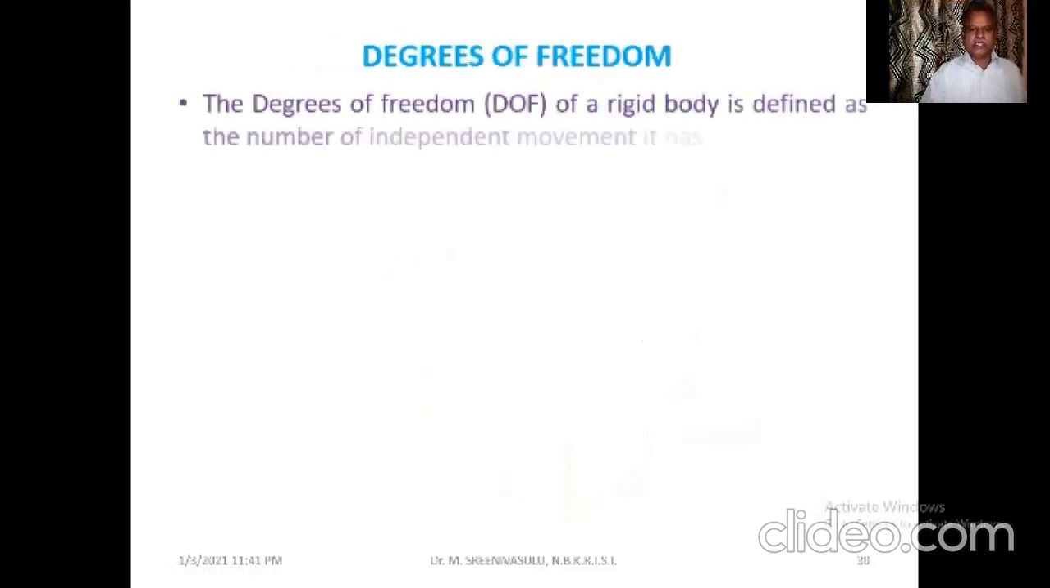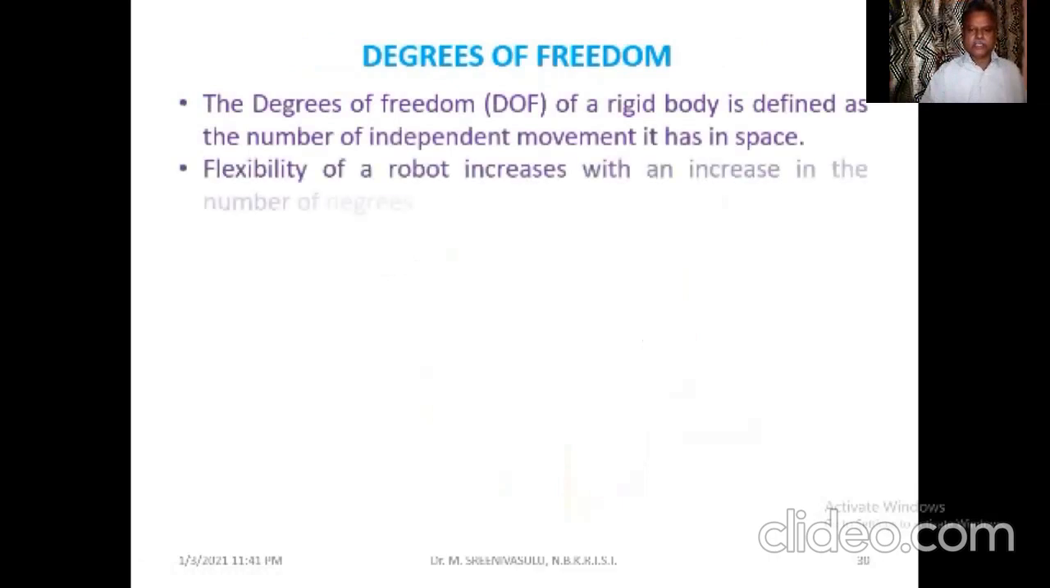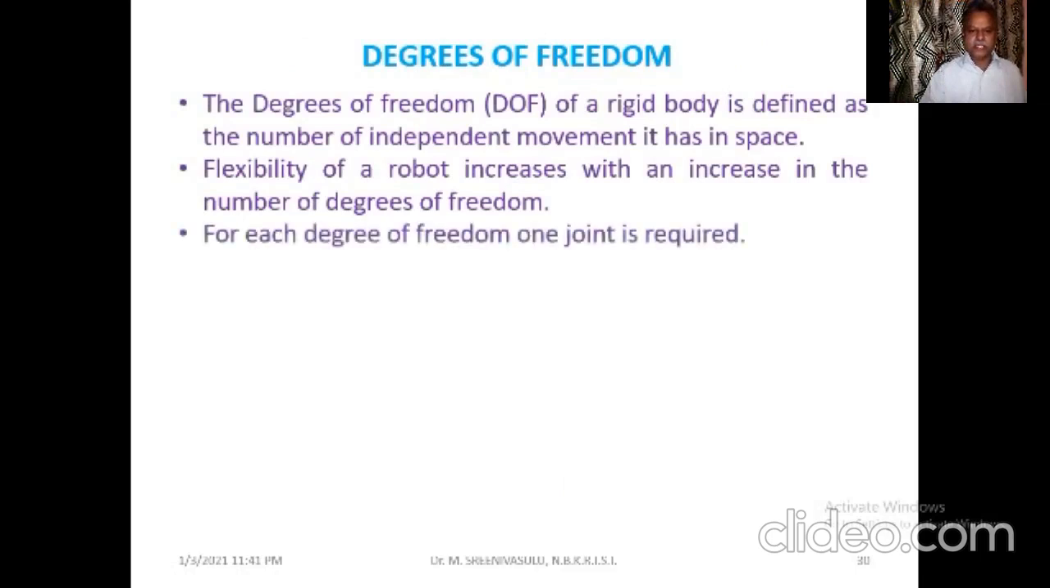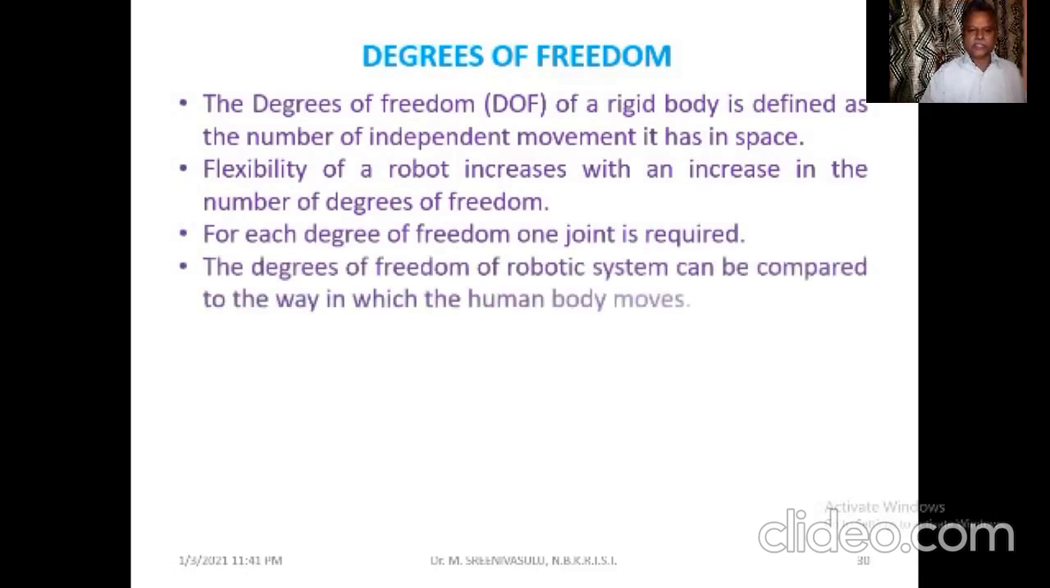So what is this? The degrees of freedom of a rigid body is defined as the number of independent movements it has in space. Flexibility of a robot increases with an increase in the number of degrees of freedom. For each degree of freedom, one joint is essentially required. The degrees of freedom of a robotic system can be compared to the way in which the human body moves.